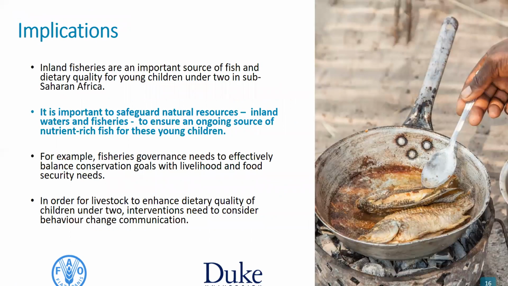And the implications from our findings are that inland fisheries are an important source of fish and dietary quality for young children under 2 in sub-Saharan Africa. And it is important to safeguard these natural resources, in particular inland waters and fisheries, to ensure and potentially to leverage an ongoing source of nutrient-rich fish for these young children. For example, fisheries governance needs to effectively balance and maximize conservation goals with livelihood and food security needs. And in order for livestock to enhance the dietary quality of children under 2, interventions need to consider behavior change communication.